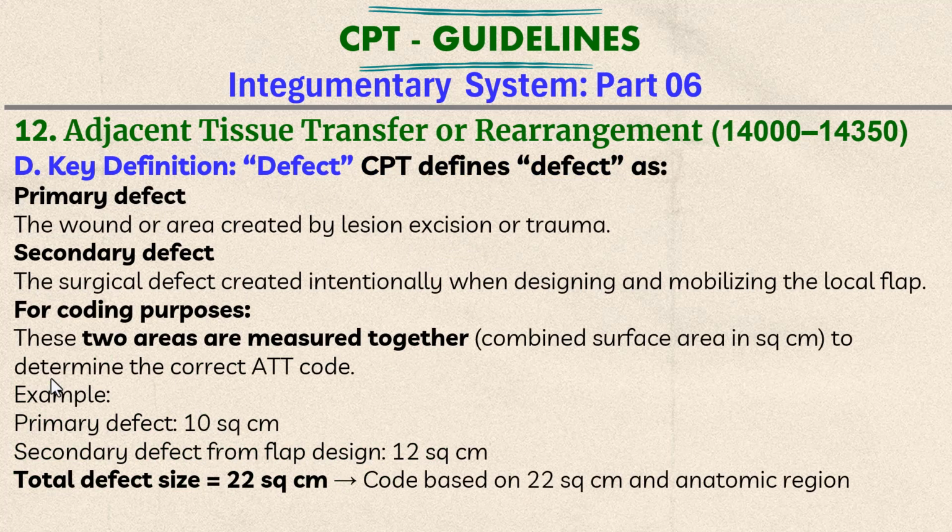So some key definitions. Defect: CPT defines the primary defect as the wound or area created by lesion excision or trauma. Secondary defect is the surgical defect created intentionally when designing and mobilizing the local flap. For coding purposes, these two areas are measured together, that is, the combined surface area in square centimeters, to determine the correct ATT codes. So let's see an example. If the primary defect is 10 square centimeters and the secondary defect from the flap design is 12 square centimeters, then the total defect site is 22 square centimeters. So the code based on 22 square centimeters and anatomic region should be considered for the adjacent tissue transfer coding.